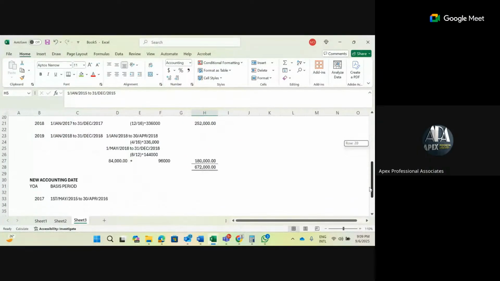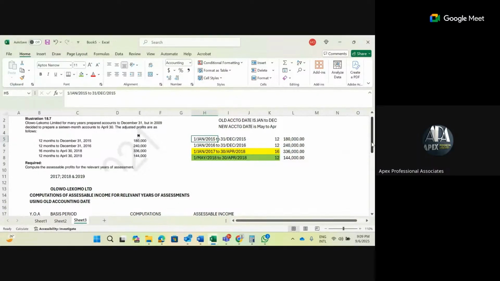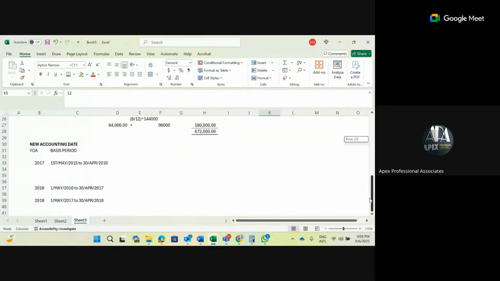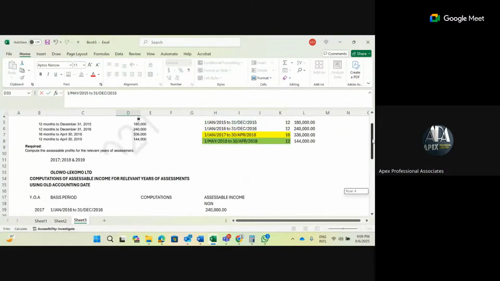So how many months do you have from 1st of May 2015 to 31st of December 2015? That is 8. And you are looking for the profit of 8 months from a given profit of 12 months. So permit me to just show this analysis, break it down for us in the best way I can. So we are going to get the profit of 1st of May 2015 to 31 December 2015 from this first one that we have here.